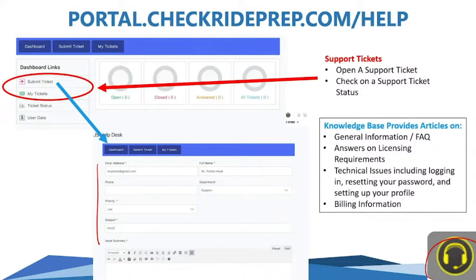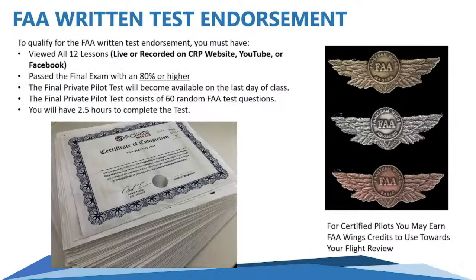But if you've got maybe an aviation related question, a lot of times you'll get an answer within about 15 or 20 minutes. So keep that in mind. All right, and then finally, the written test endorsement. This is what we all want to work towards.